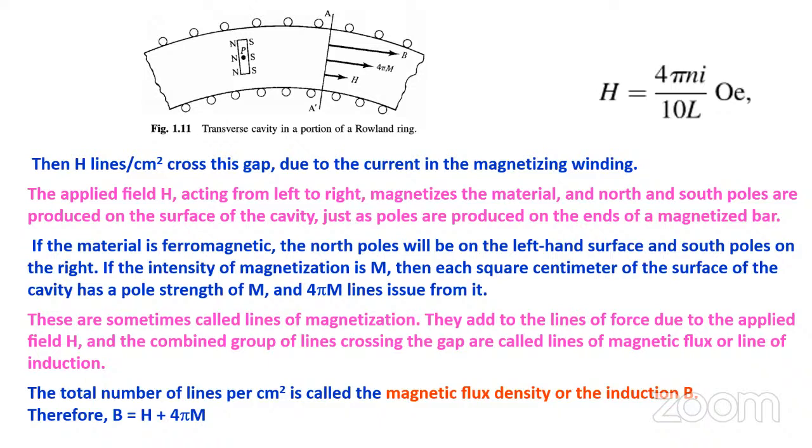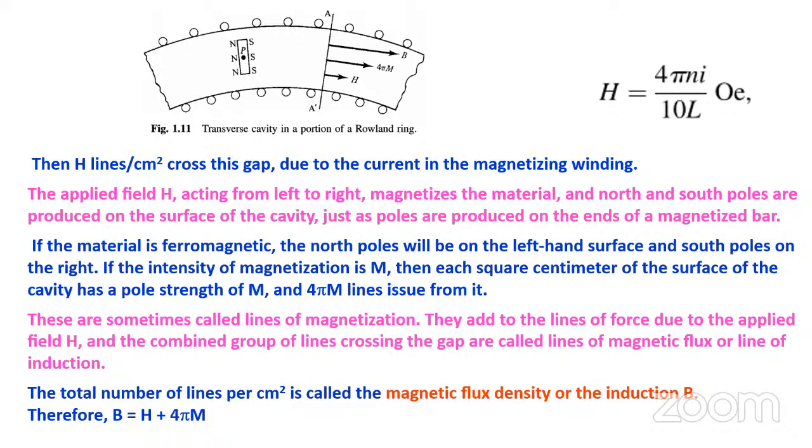Those typically have poles, north and south. North is on the left side of this particular figure, and south is on the right side of the figure. So the magnetic lines of force pass from north to south. The applied magnetic field is from left to right here. Depending upon the medium present inside the solenoid, if that is also magnetic, then it will also get magnetized.